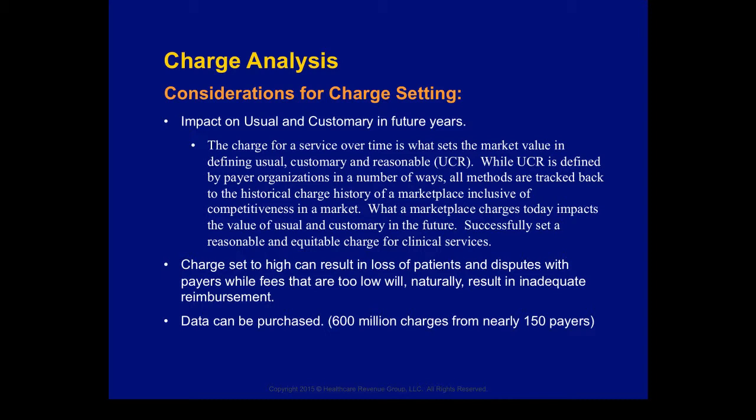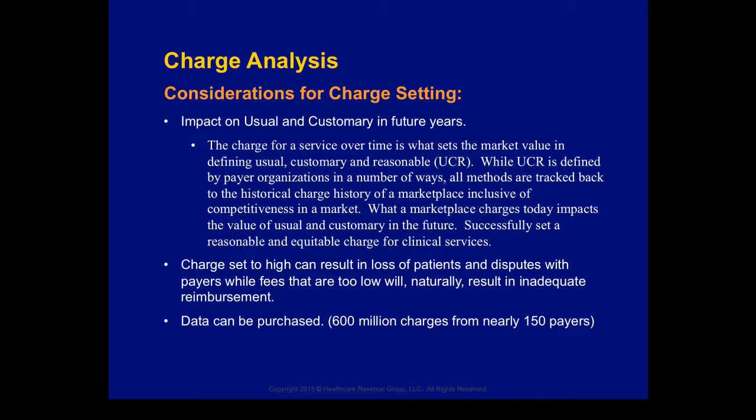What is everybody else charging for it? Well, if all of us are charging $5 for an inpatient hospital visit, that's going to become usual and customary, and that's going to be used as the basis for our payment in 3, 4, or 5 years. If all of us are charging $1,000, then that becomes usual and customary. Or what if you charge $250 and I charge $1,000 and he charged $600? That's where you end up with your percentiles. So usual and customary does have an impact on that.